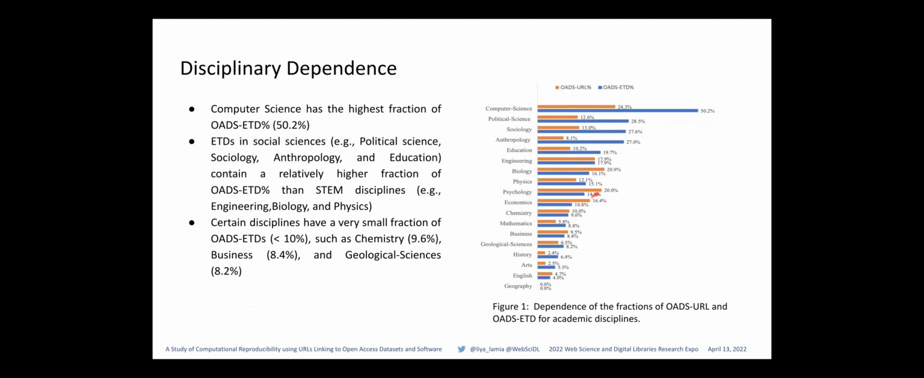From the results of figure 1, we can see some interesting results. For example, computer science has the highest fraction of OADS ETDs, which is about 50.2%, and the ETDs in social sciences like political science, sociology, and anthropology contain a relatively higher fraction of OADS ETDs than STEM disciplines like engineering and biology. We can also see that certain disciplines like chemistry and business have a very small fraction of OADS ETDs, even less than 10%.